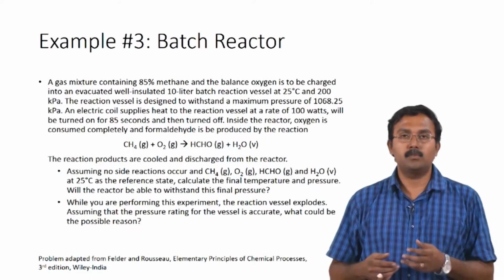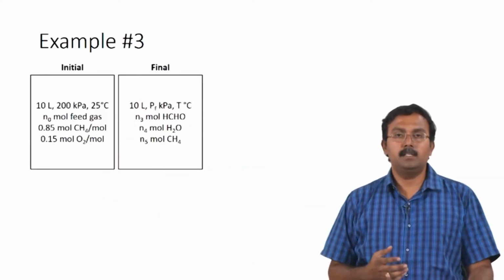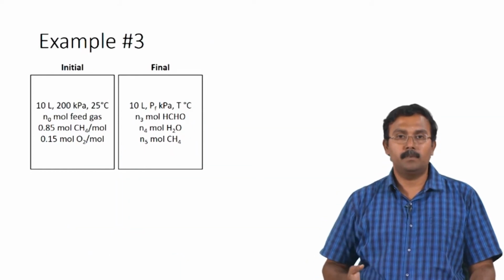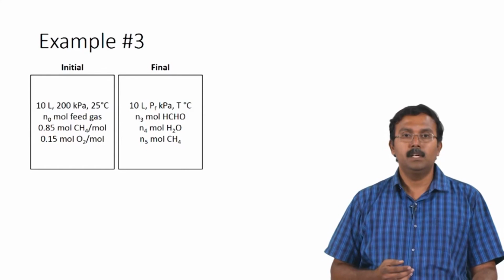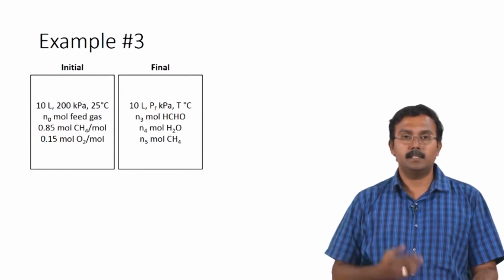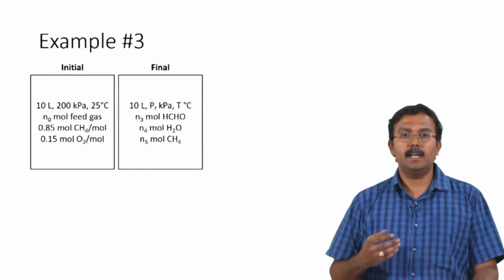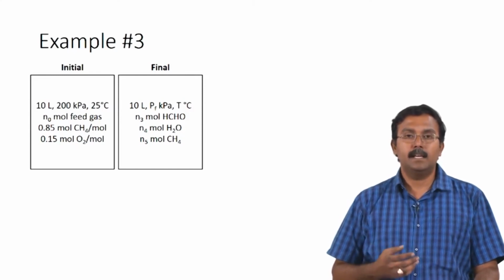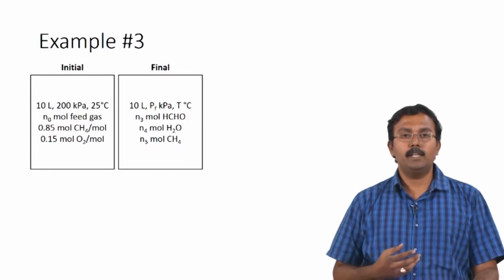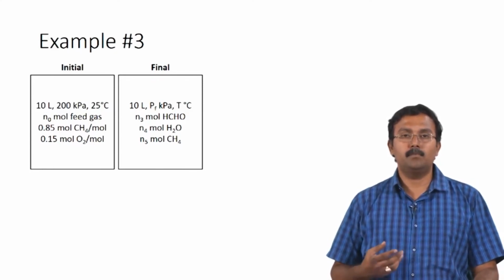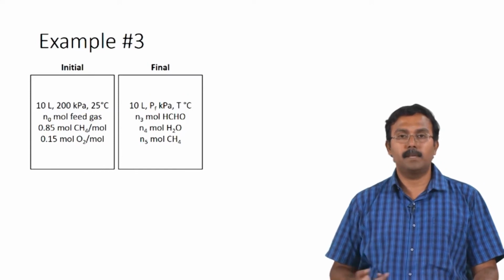So, let us look at how to solve this problem. Here is the example problem in terms of the flow sheet. You have an initial and final condition. It is a closed system which is 10 liters, 200 kilopascals and 25 degrees Celsius in the initial condition. It contains N naught moles of feed gas, and you know the composition of this feed gas: 0.85 moles of methane and 0.15 moles of oxygen per mole of the mixture.